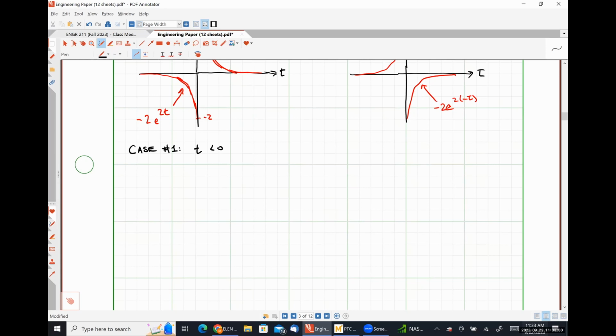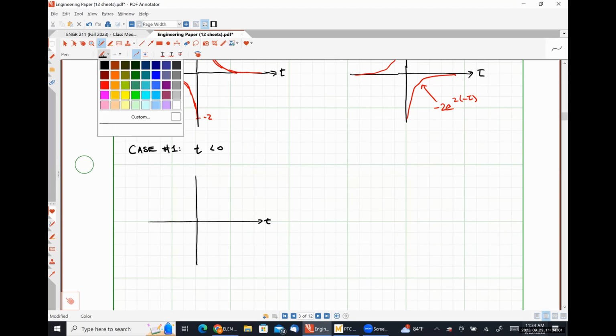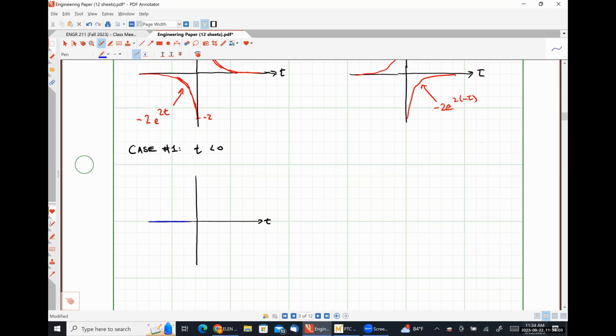So when t is less than 0, I'm going to start by drawing my function that isn't moving around. So that's my unit step function in blue. Sorry, and actually that should be tau, not t.